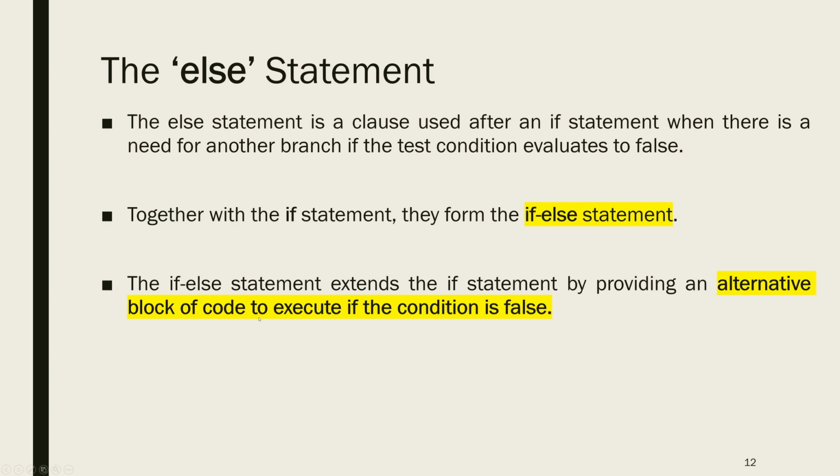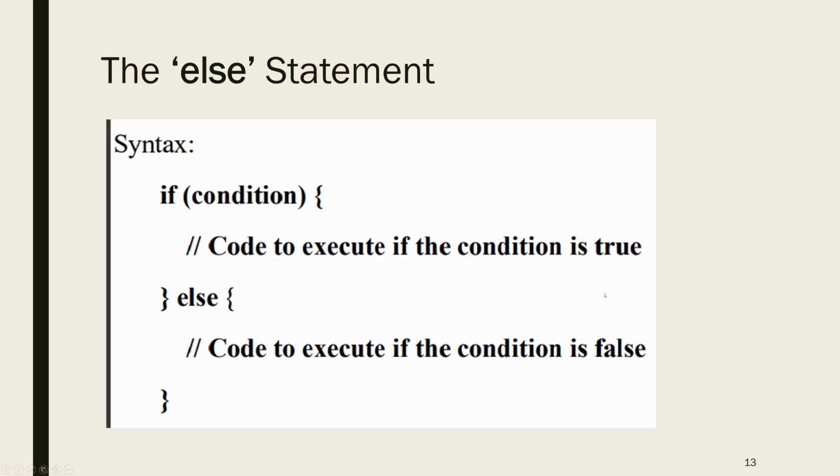The if-else statement extends the if statement and provides an alternative block of code to execute if the condition is false. So over here, we just have one condition to check. But after checking that condition, if that condition fails, anything else apart from this condition, the else clause is going to handle that. Right, so that's what we mean by the else clause. So let's look at the syntax of the else clause.